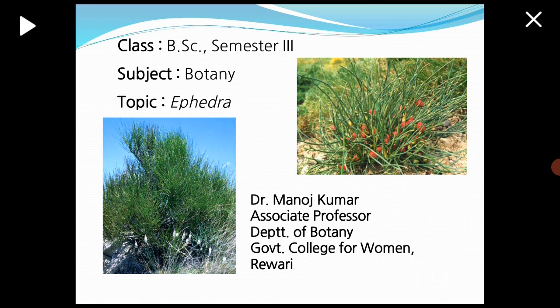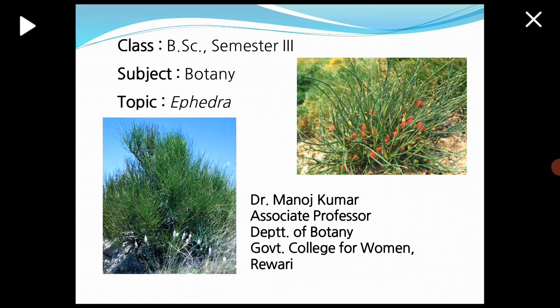Today we will study the last plant of the gymnosperms, that is Ephedra. The systematic position of Ephedra: it belongs to the division Gnetophyta, class Ephedropsida, order Ephedrales, family Ephedraceae, genus Ephedra.